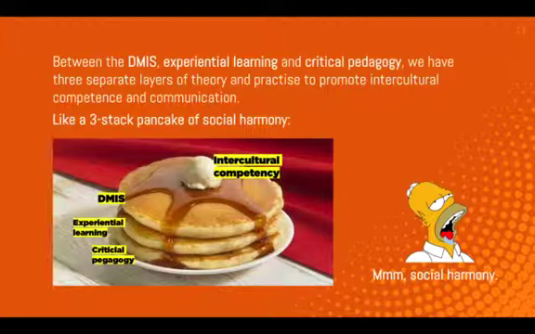So just to sum up, the links between DMIS, experiential learning, and critical pedagogy. Now, we're looking at three separate layers of theory and practice to promote intercultural competence and communication. I thought of it as a three-stack pancake, presented here as a three-stack pancake of social harmony. DMIS on top, experiential learning in the middle, and critical pedagogy on the bottom, with the dollop of cream of intercultural competency on top as the sweetest bit. And Homer Simpson over on the right, social harmony. So yeah, they're all interrelated features of the development of intercultural competence and communication.